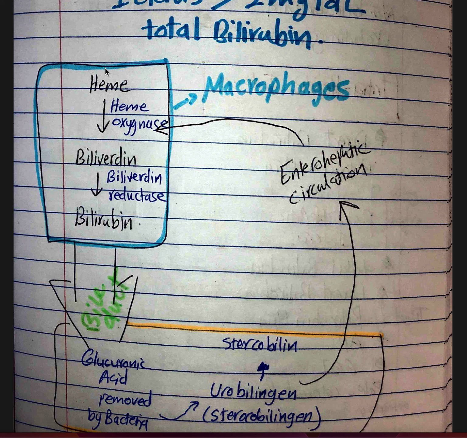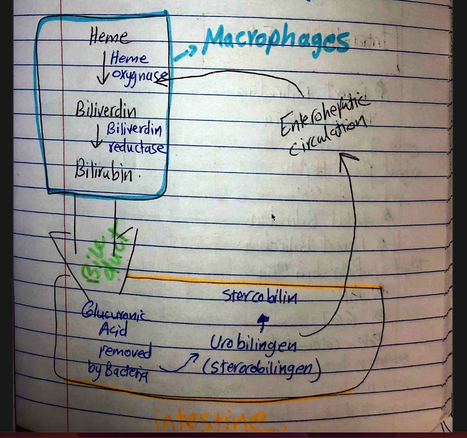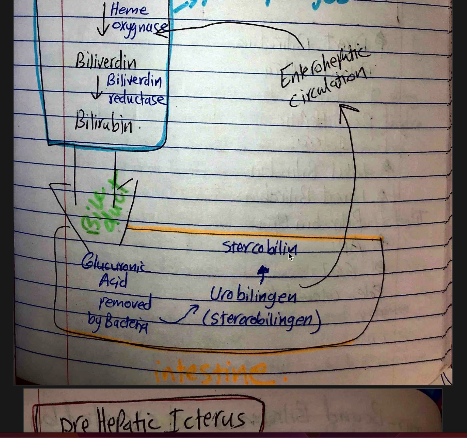And as you can see here, that is exactly what happens inside the macrophages. So heme, then heme oxygenase leads to biliverdin, and the biliverdin reductase enzyme leads to bilirubin. Then it goes to the biliary duct. It is unconjugated and is transferred through the albumin, and then goes to the bile duct, where glucuronic acid is removed by the bacteria, which leads to urobilinogen and stercobilinogen, and then to the enterohepatic circulation. The stercobilin goes to the stool, while urobilinogen may be transferred to the enterohepatic circulation and may go to the kidney.